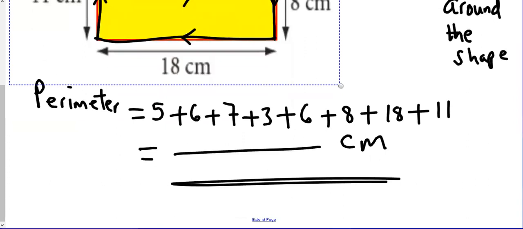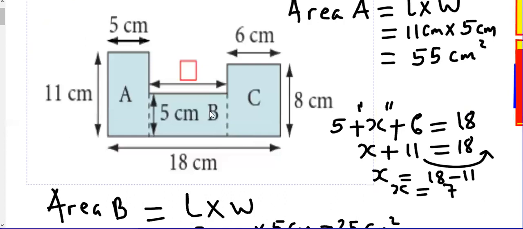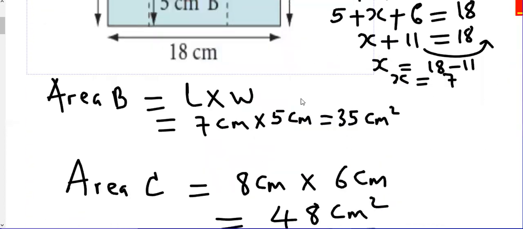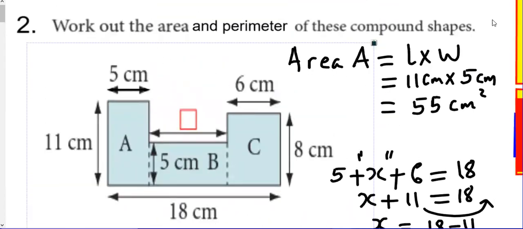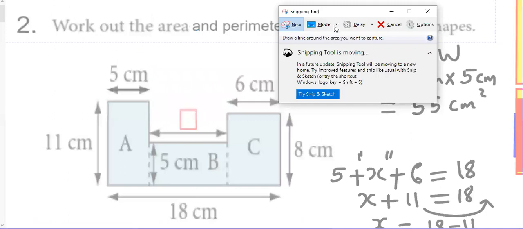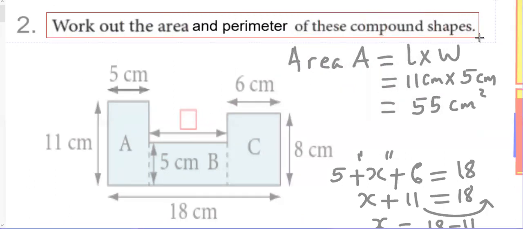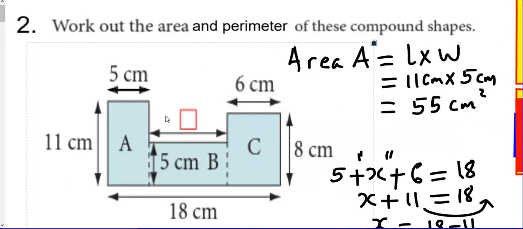Help me to do this question. This is done. I've taught you area, I've taught perimeter of the compound shape. Now do the same here. Let me copy the instruction for your homework. Your homework is to find both. Work out the area and perimeter.